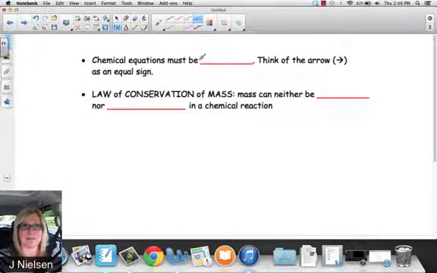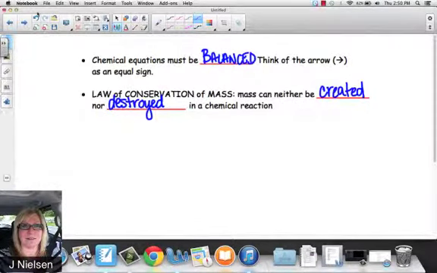Chemical equations must be balanced. And what I want you to do is think of the arrow as an equal sign. So what we have on the left of the arrow must balance with what we have on the right of the arrow in terms of the number of atoms of each element that's present in the chemical equation. The law of conservation of mass tells us that mass can neither be created nor destroyed. So what we start with, we must finish with. It can be rearranged into a different substance, but we still must wind up having the same amount.